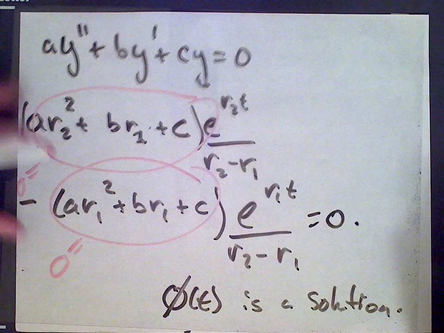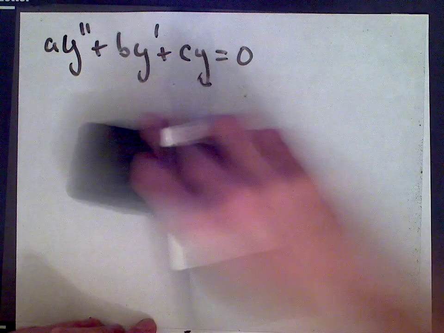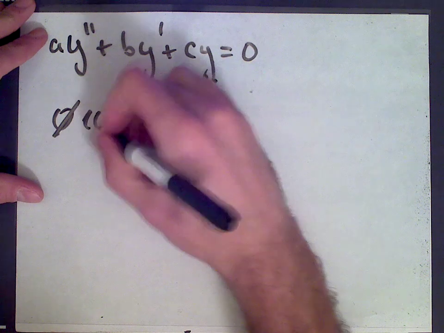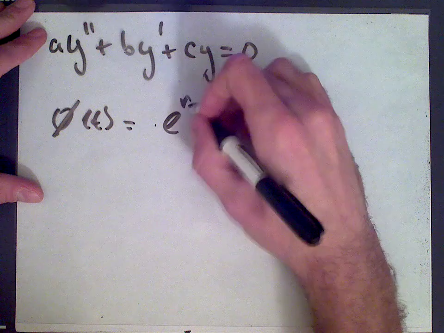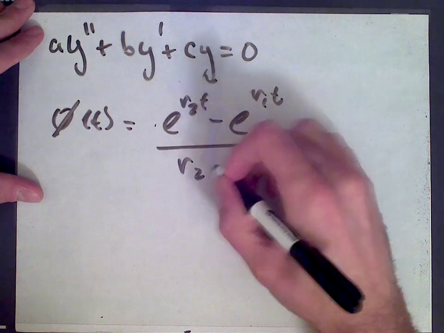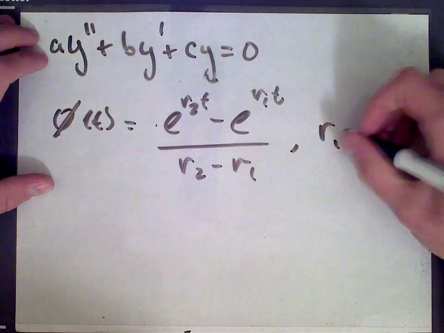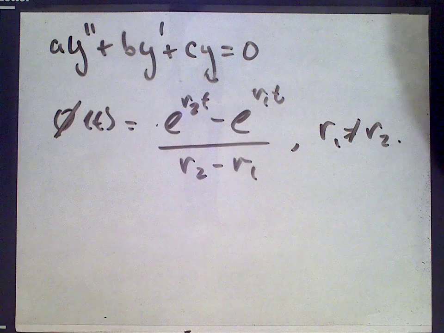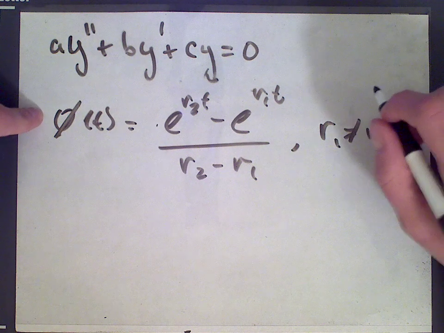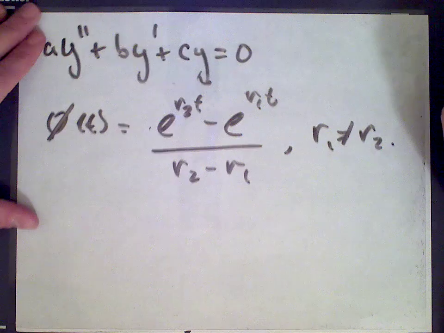Okay, so we assumed that r1 and r2 were different. So let's take a look at theta again. Theta of t was equal to e to the r2t minus e to the r1t divided by r2 minus r1. So r1 and r2 are different, so that we don't get a 0 in the denominator here. But what happens when they're equal? Well, to figure out a solution in that case, we can't simply set r2 equal to r1, because as you see, we get 0 over 0. But we can take the limit.